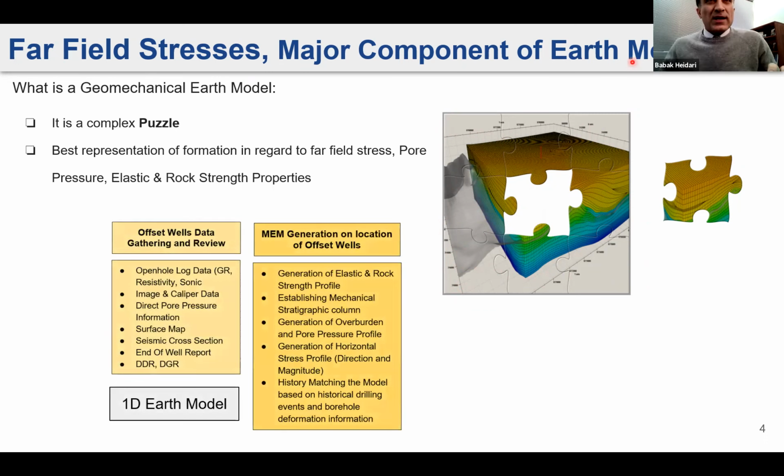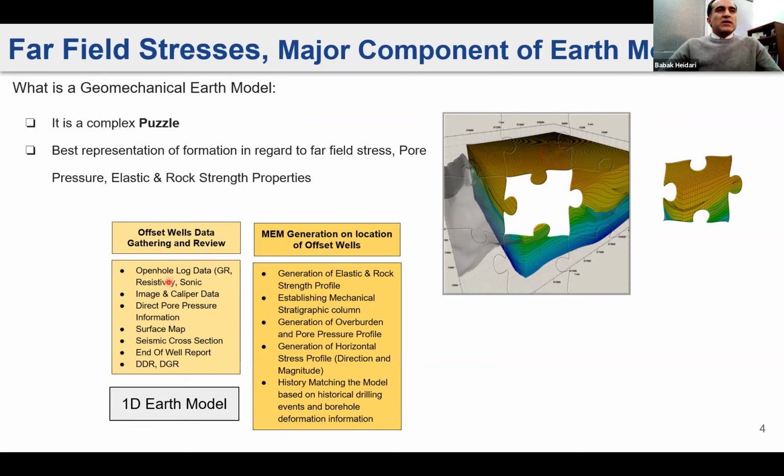To highlight the importance of far field stress, I'm going to give a quick review of the components of 1D MEM and the workflow to generate the 1D MEM. If you're familiar with the 1D MEM concept, it is a geomechanical formation representation around the borehole. So this is the basics and fundamentals of every geomechanical model.